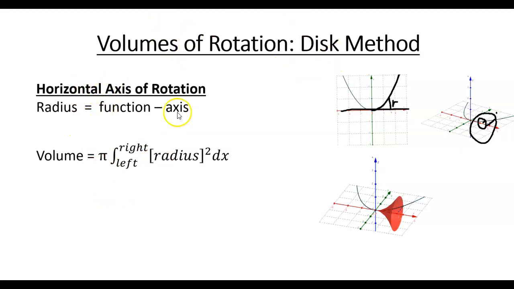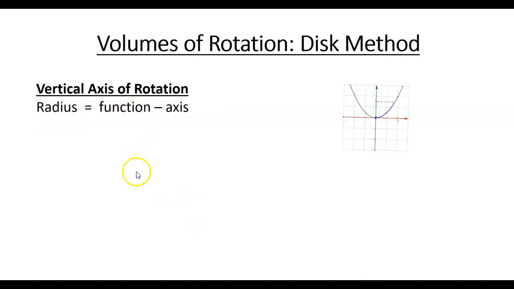Okay, so the way that you do a volume of rotation with the disk method is you find your radius, which is function minus axis. You square that radius, and you integrate from left to right with a pi multiple in the front. You have to remember, though, that if you're going around a horizontal axis of rotation, you're doing this with respect to x. Your limits are left to right. Your functions are in terms of x.